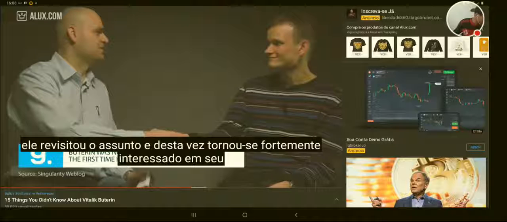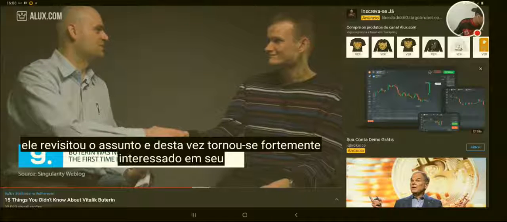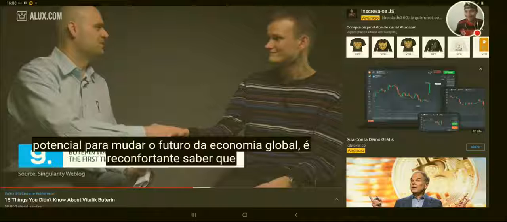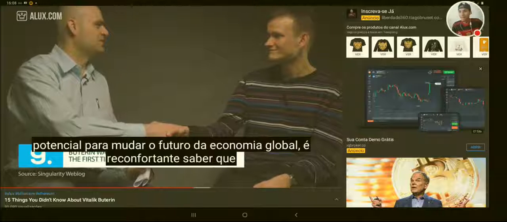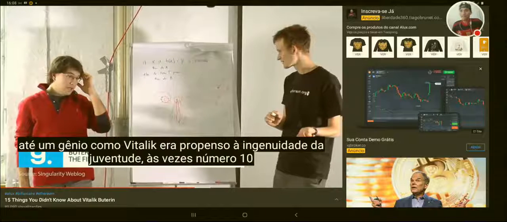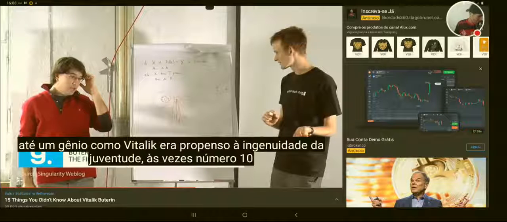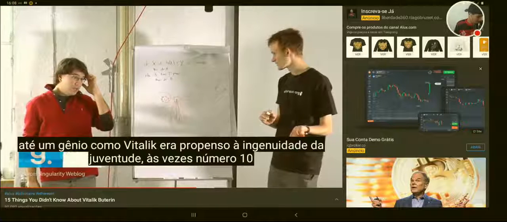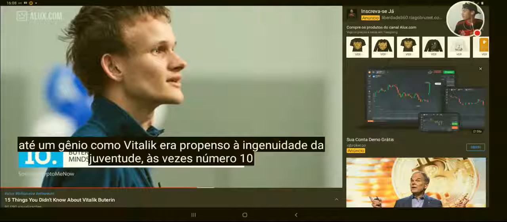Apparently on his first inspection, Vitalik decided it was a concept not worth pursuing. But later he returned to the subject, and this time he was heavily interested in its potential to change the future of global economics. It's comforting to know that even a genius like Vitalik was prone to the naivete of youth at times. Number 10.